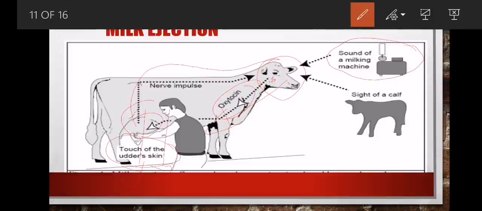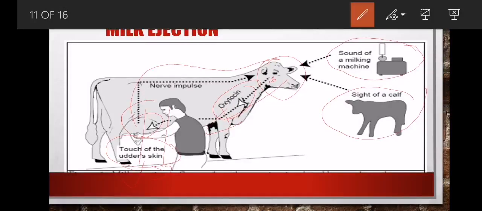We also have other stimuli here. The sound of a milking machine. When the sound is played, it could be music or what, it will also stimulate the pituitary gland to secrete the oxytocin. Even the presence of the calf, the sight of a calf, will also cause the animal to release milk. So people, in this case, they may give you this diagram.